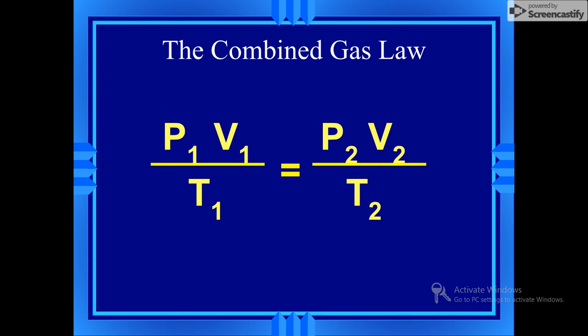So this is our combined gas law. This is the equation for it: P1 times V1 over T1 equals P2 times V2 over T2. Even though this equation is given to you in your reference table, I still suggest that you write it down.